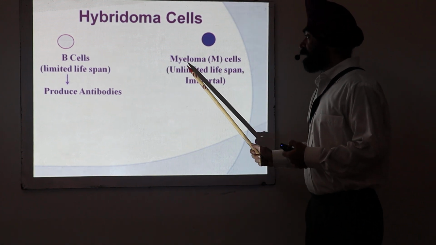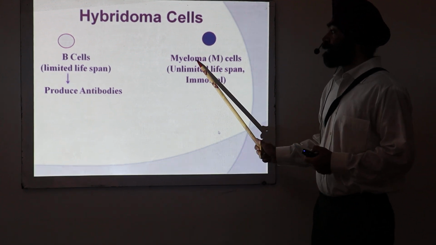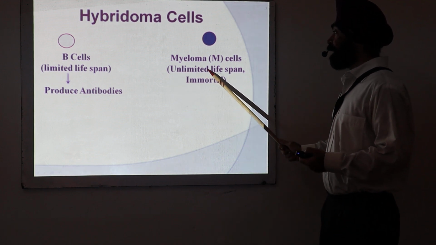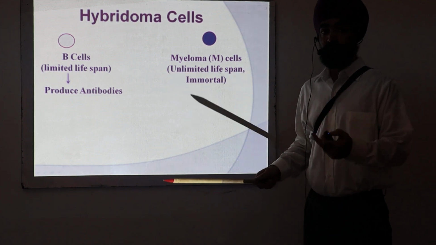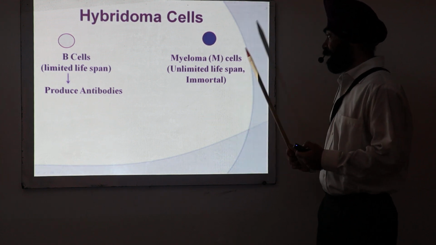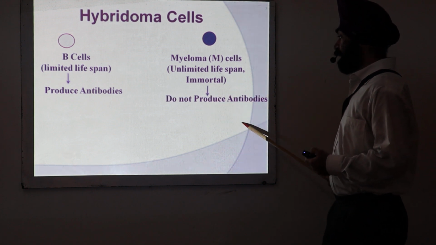Now we take myeloma cells. In short, we use the word M cells. Myeloma cells are cancerous cells, so they have an unlimited lifespan. They continue to multiply and proliferate. They have an infinite lifespan. They are immortal, but they do not produce the antibody.